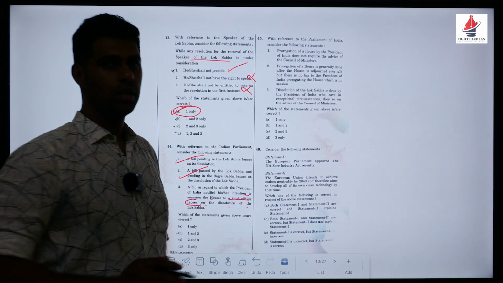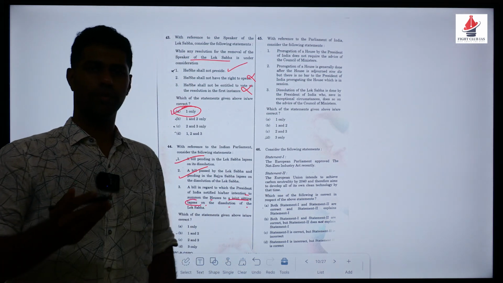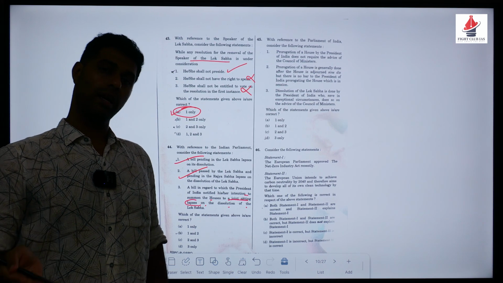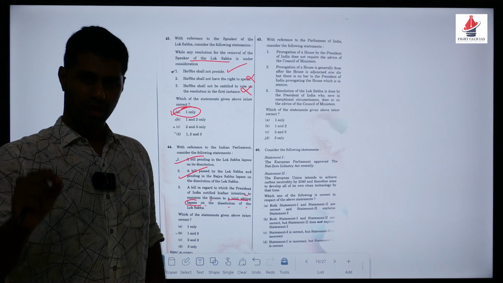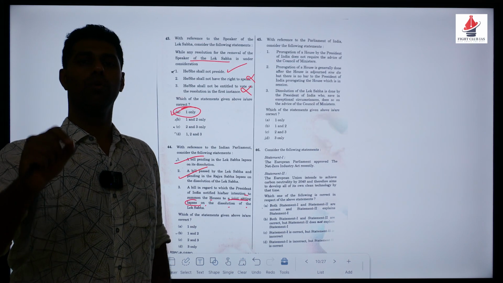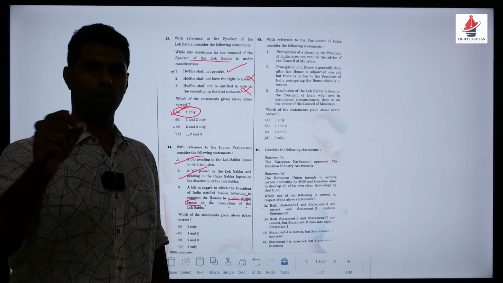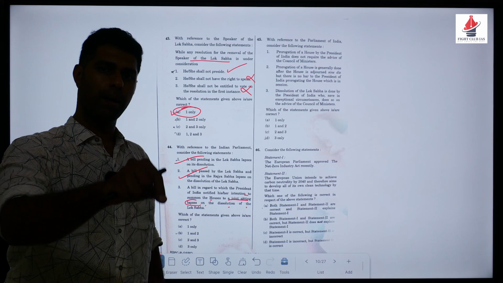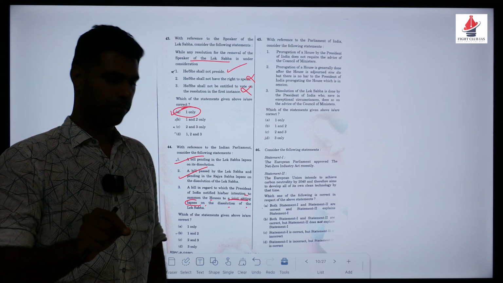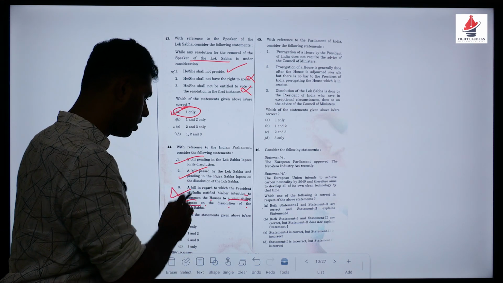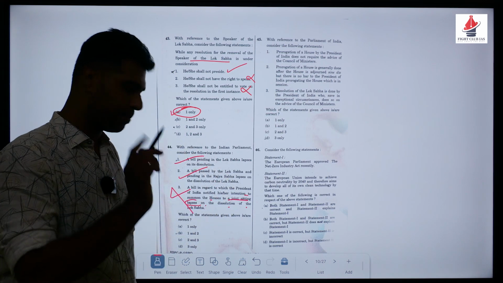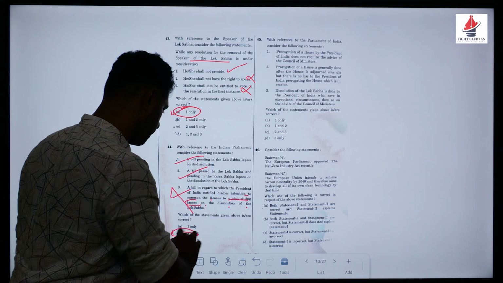It does not lapse. See, when the President has already notified that a joint sitting is to take place, and after the notification, the Lok Sabha lapses, still, only for the joint sitting, the Lok Sabha which has been dissolved will participate in the passage of the bill. Right? So 3 is wrong. It does not lapse. So answer is 1 and 2, B.